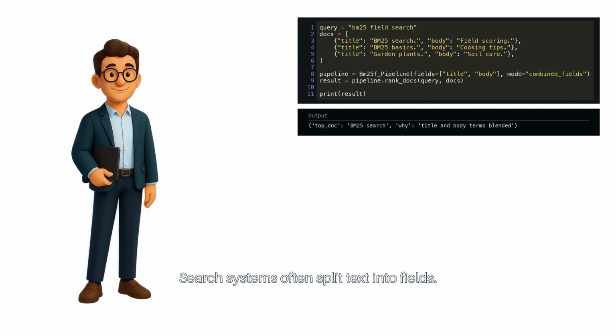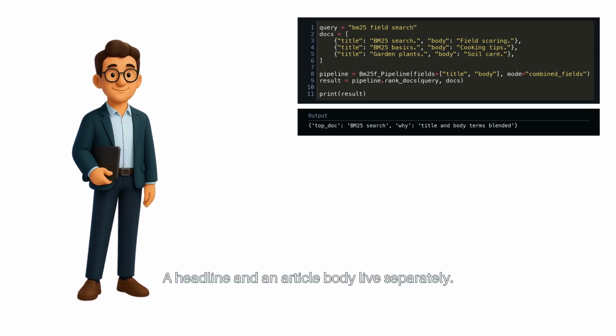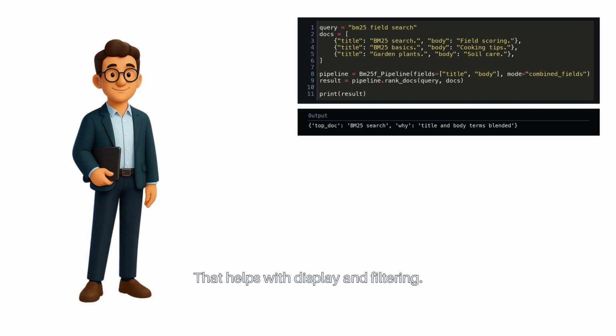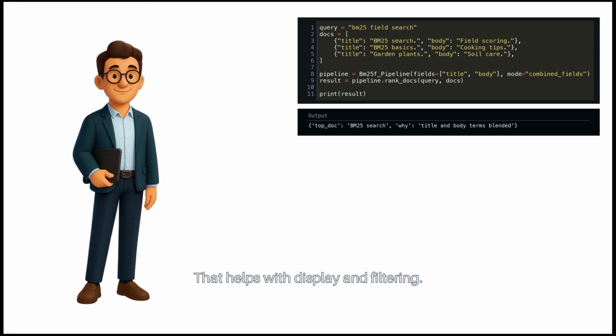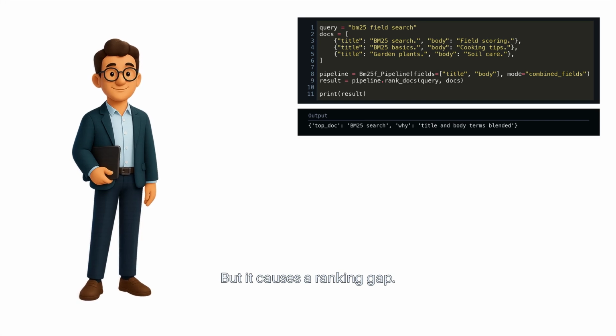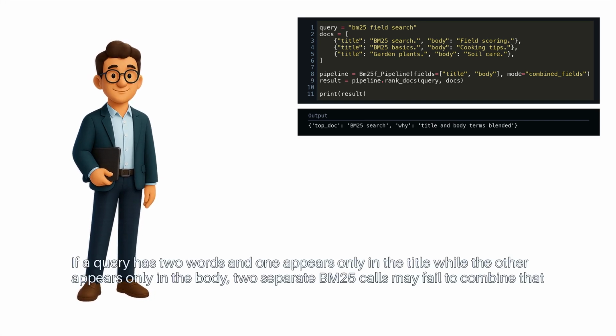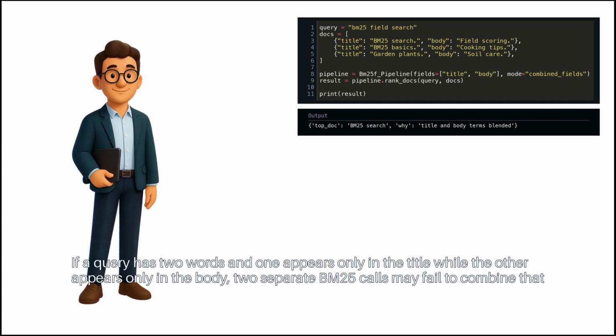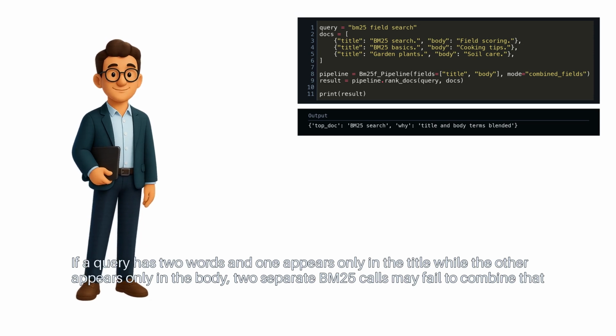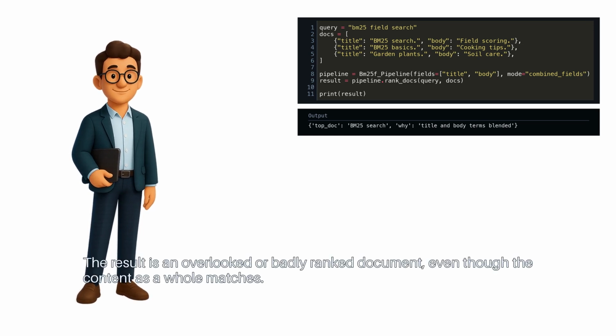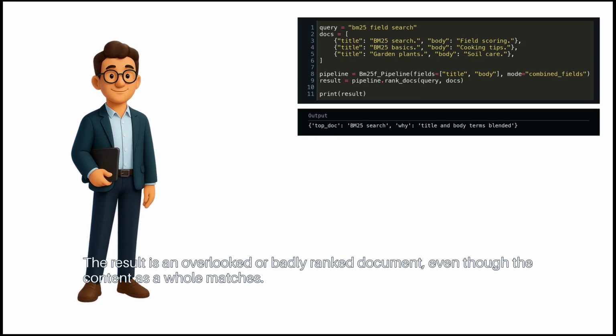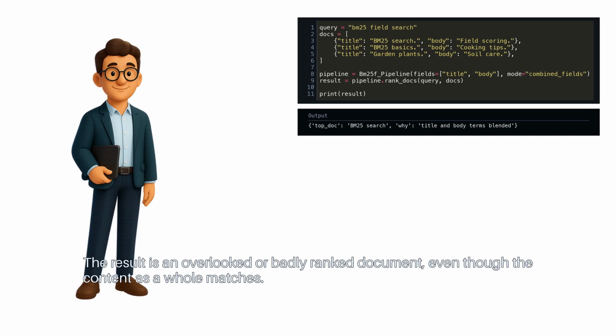Search systems often split text into fields. A headline and an article body live separately. That helps with display and filtering, but it causes a ranking gap. If a query has two words and one appears only in the title while the other appears only in the body, two separate BM25 calls may fail to combine that evidence. The result is an overlooked or badly ranked document, even though the content as a whole matches.